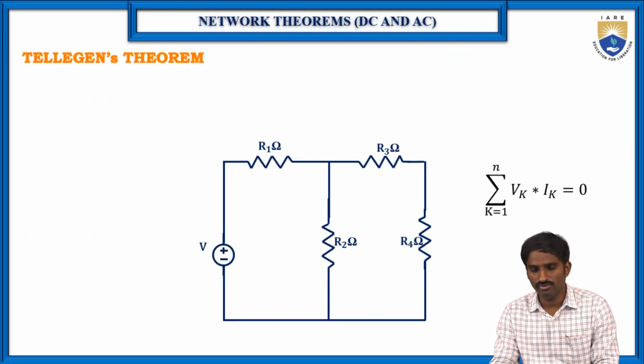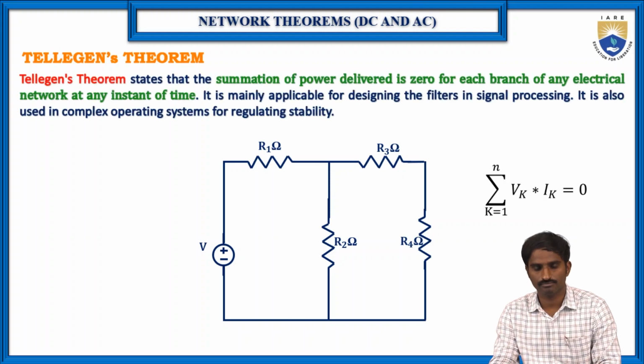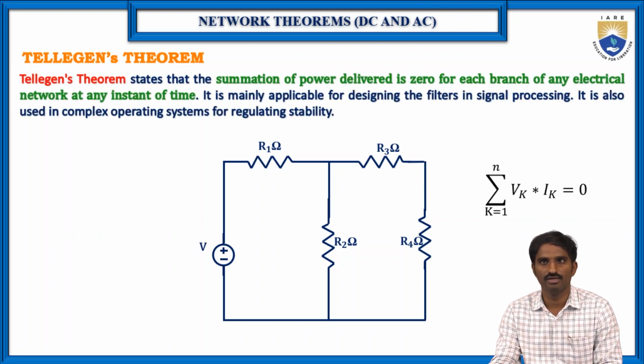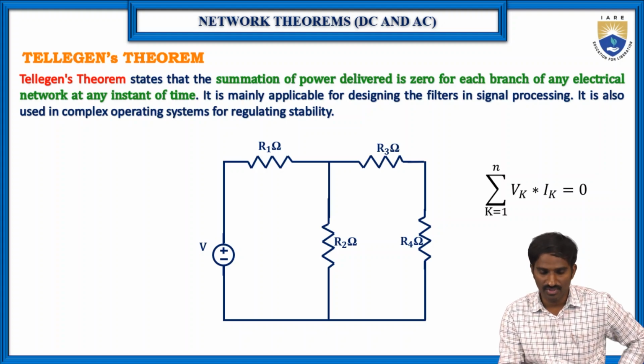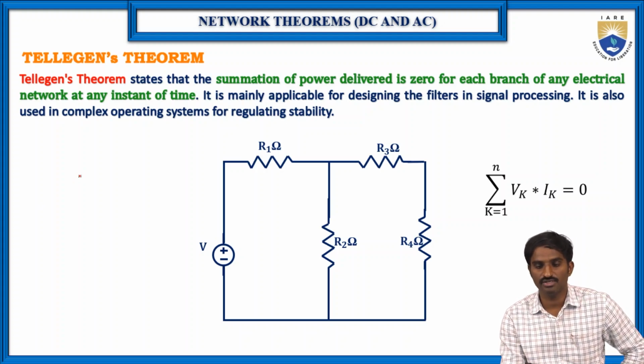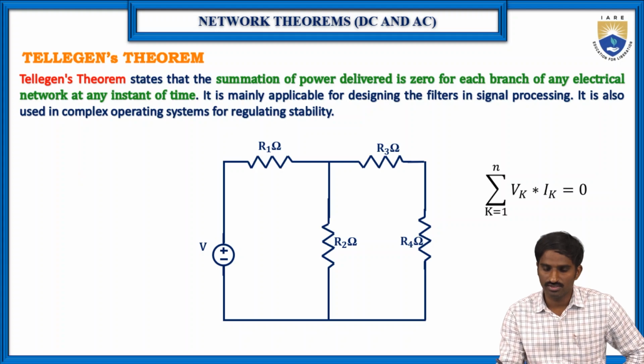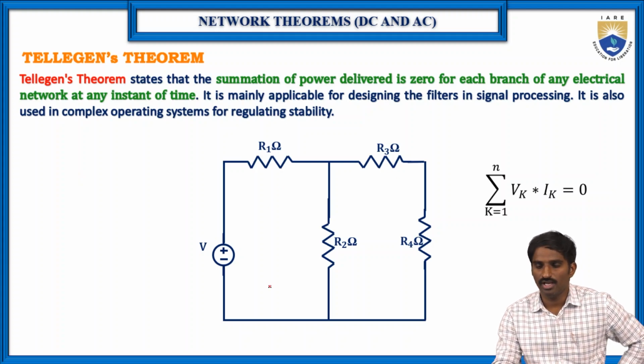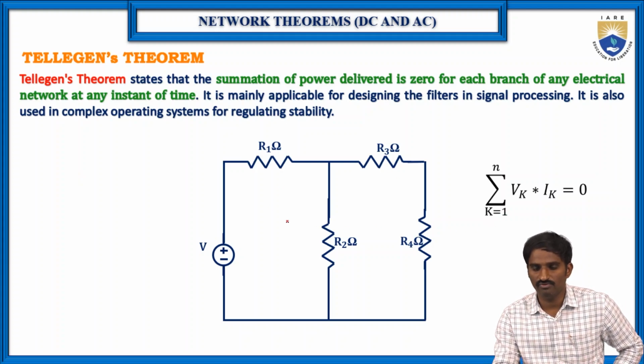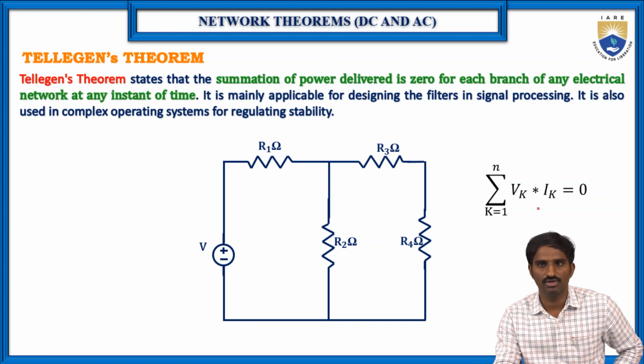So according to Tellegen's theorem, first let me read the statement. It states that the summation of the power delivered is zero for each branch of any electrical network at any instant of time, right? So suppose let us consider this is a circuit, and the summation of the total power across each element must be equal to zero.